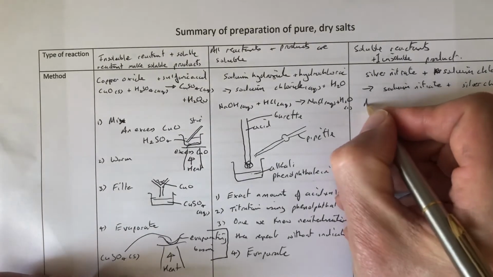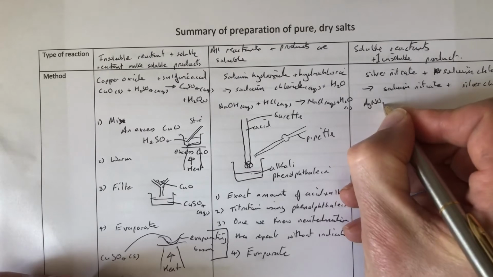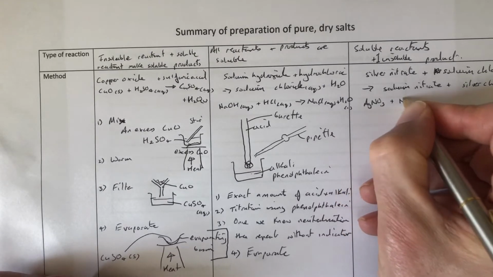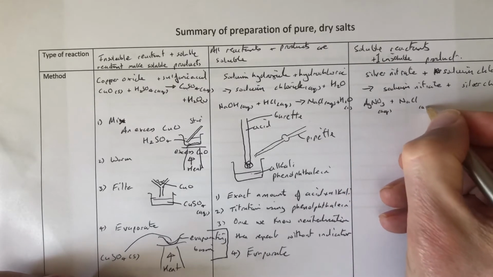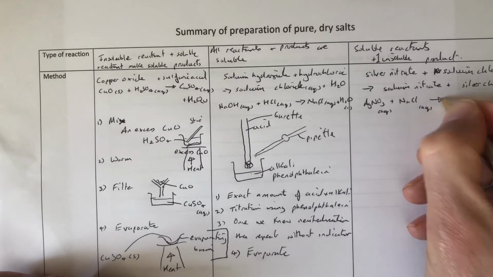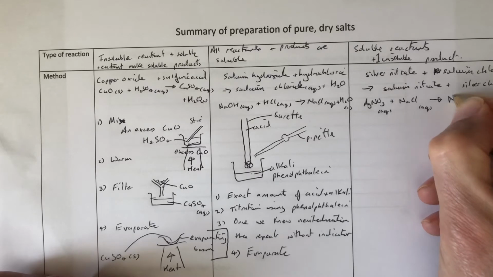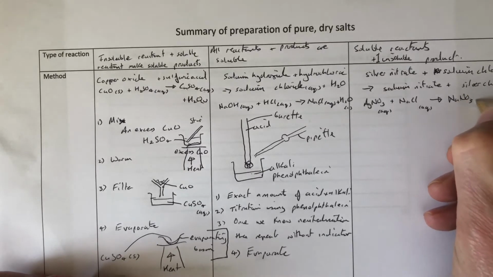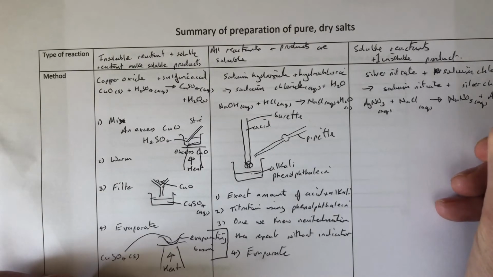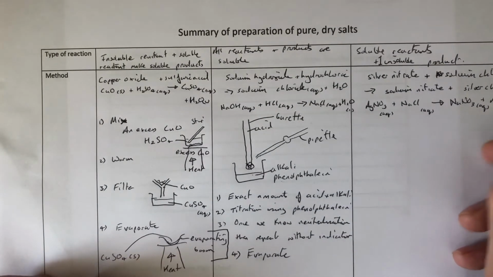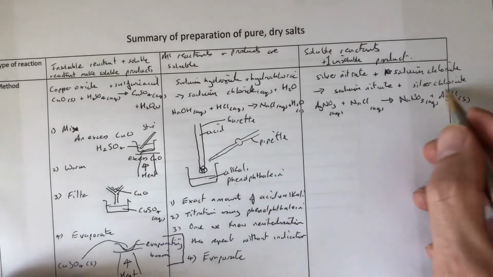So I'll give you a simple equation, AgNO3 plus NaCl, all soluble. So that's soluble, aqueous. That's soluble, aqueous. That's going to make sodium nitrate, NaNO3. That's soluble, aqueous, plus AgCl, and that is a solid. So we want a pure dry sample of that solid there.